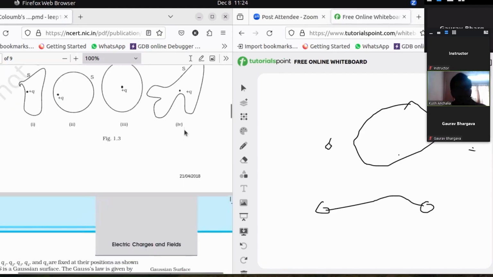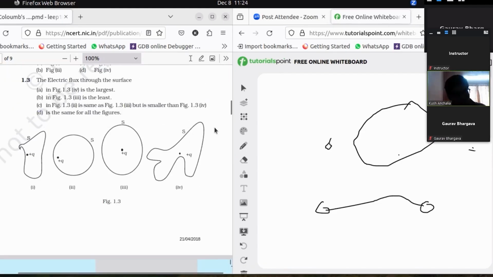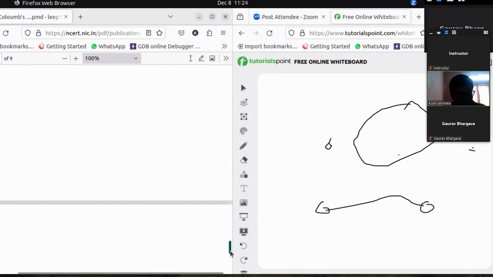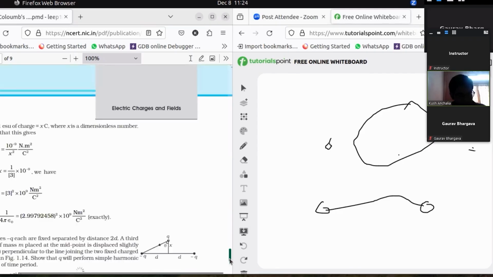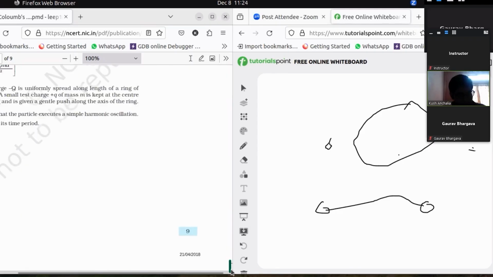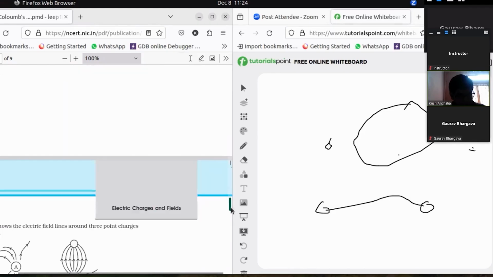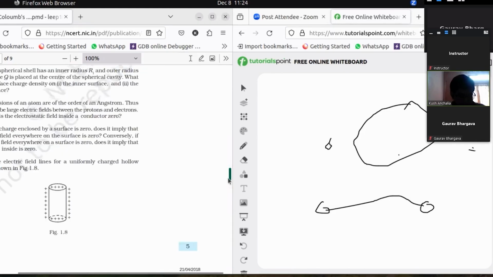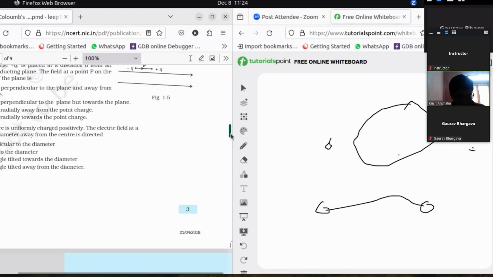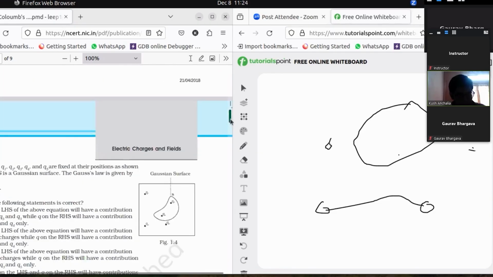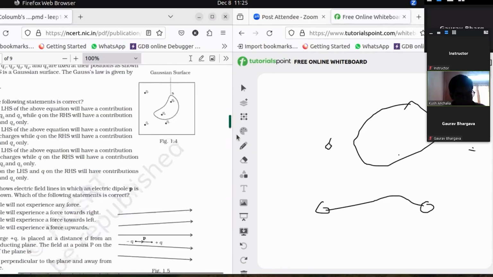This is a very tricky question. Always try to remember that it doesn't depend on the type of the surface. We don't have an answer to this, but I think this should be the concept behind it. It is always the same. Moving on to the next question.